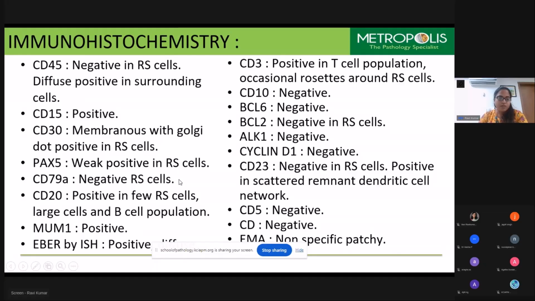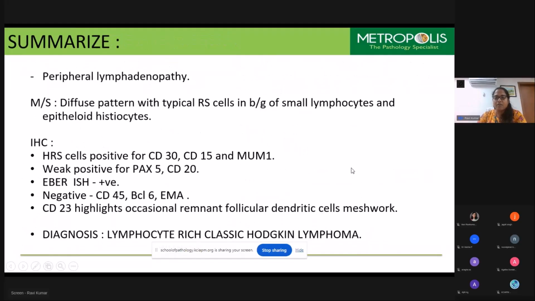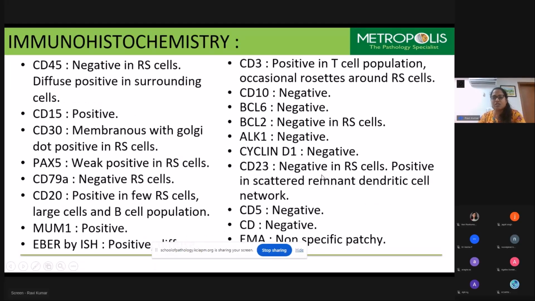MUM1 was positive, and we had done EBER by ISH, which was positive, diffuse nuclear. And the background cells were positive for CD3, but the neoplastic cells were negative for CD3, and negative for CD10 as well. BCL6, BCL2, ALK1 were negative, cyclin D1 was negative. CD23 also we had done, and only remnant, that too in the periphery, few scattered dendritic cell network highlighted. CD5 was negative, and we had done EMA, which was non-specific.